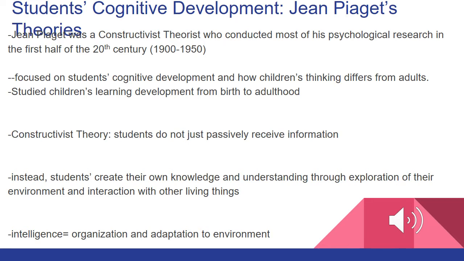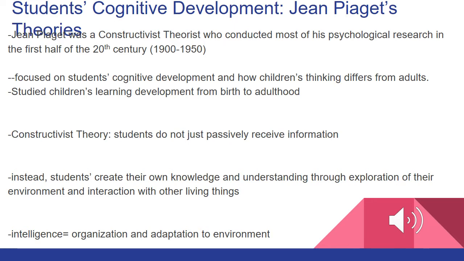His focus was on how children develop cognitively, and also how children's thinking is different than that of adults. And the way he formulated his hypotheses is that he studied children's learning development from birth until adulthood. And in fact, it's kind of interesting. Some of the people or his test subjects that he observed in significant detail and then later used to formulate his theories were his own children.